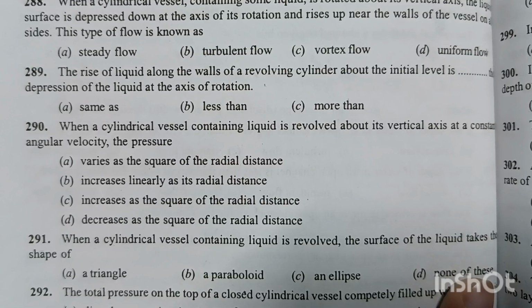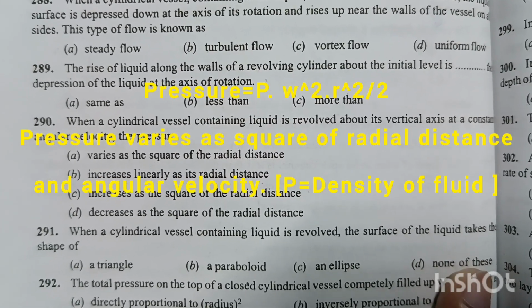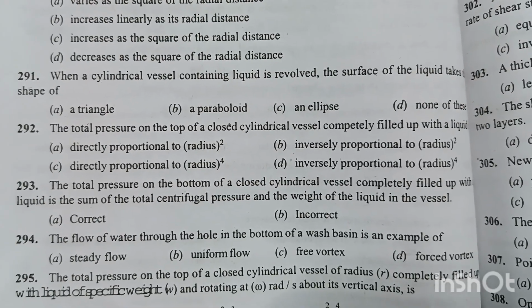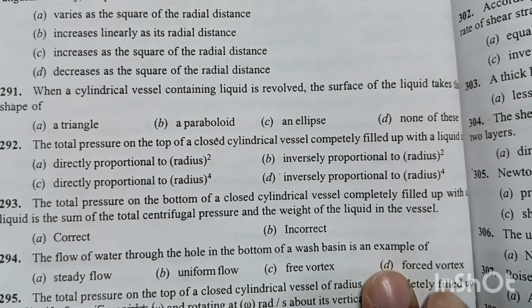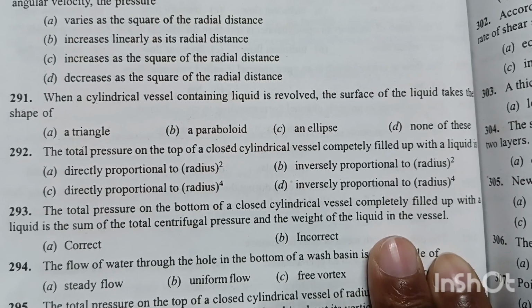Question number 290. When a cylindrical vessel containing liquid is revolved about its vertical axis at a constant angular velocity, the pressure increases as the square of the radial distance. Option C is the right answer. Question number 291. When a cylindrical vessel containing liquid is revolved, the surface of the liquid takes the shape of a paraboloid. Option B is right answer.